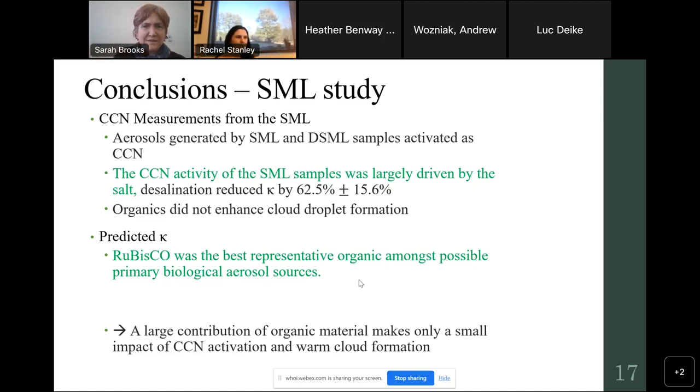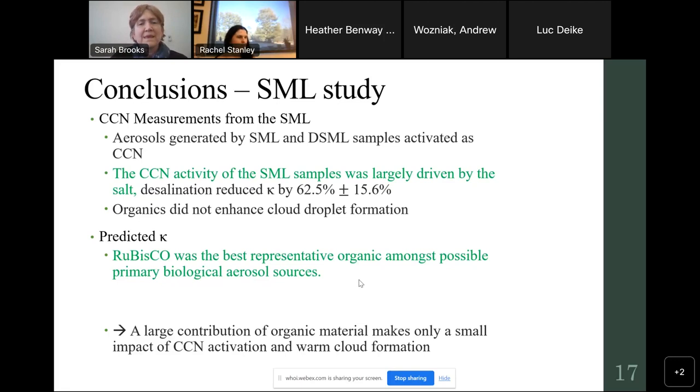Just to focus on the details for a bit, when we undergo the desalination, removing the salts, our kappa values were reduced by 62%. So a very large degree of reduction.